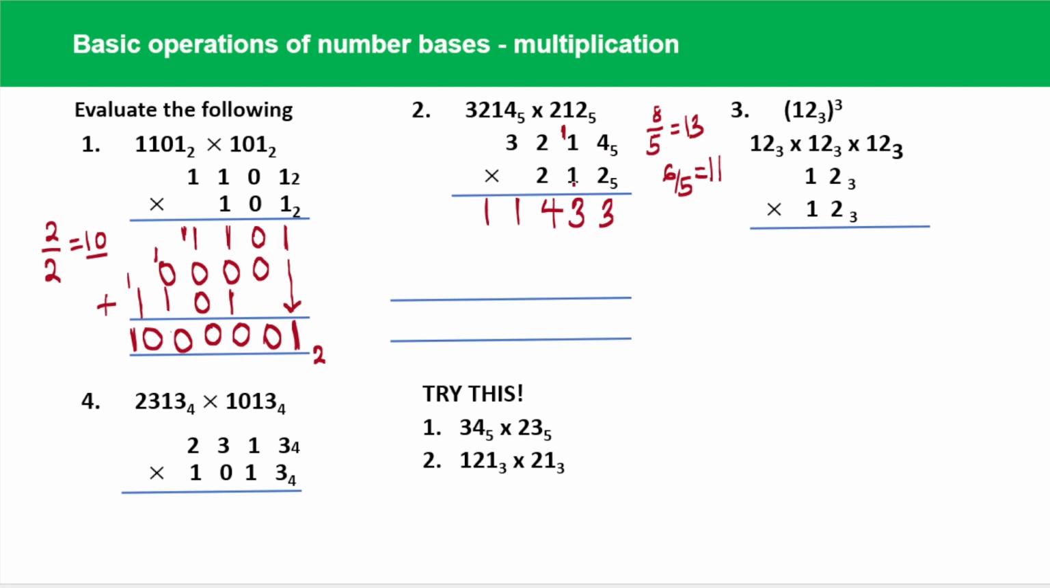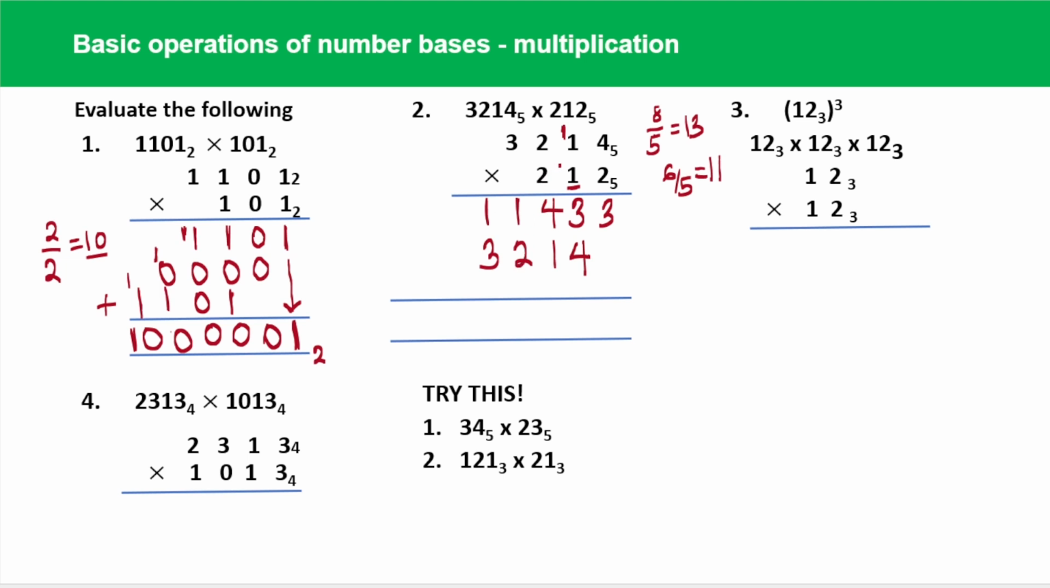Now we move over to the second line of multiplication. I'm using 1 now to multiply. 1 times 4 will give us 4. 1 times 1 will give us 1. 1 times 2 is 2. 1 times 3 will give us 3. So we have 3, 2, 1, 4 for the second line of multiplication.